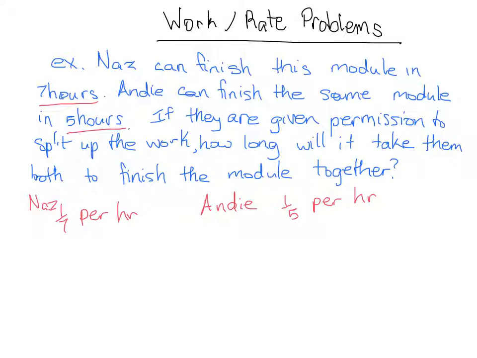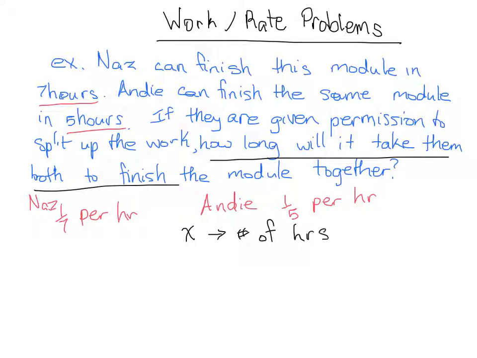All right, so now that we know that, what do we not know? Well, we do not know how long it will take for them to both finish the module. So let's call that our variable. Let that be x. So x is the number of hours it takes them both. We know that they're both working for x hours, whatever that is. If they work together, it's the same x.